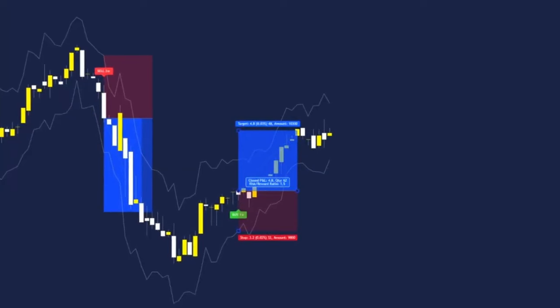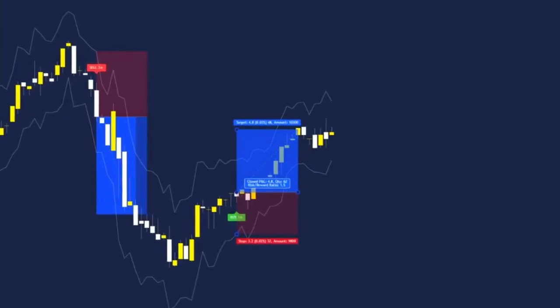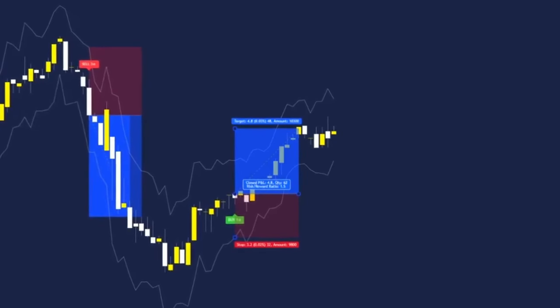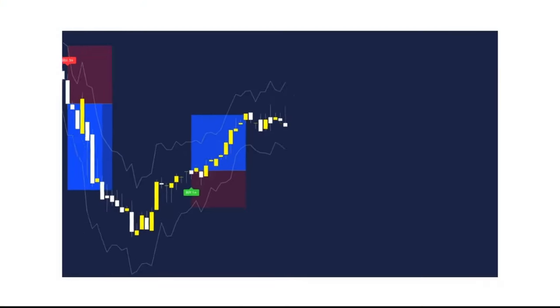And there we go, our second trade for the day and our first buy has hit our take profit of 1.5, giving us a total for the day so far 3% on the account. Now to close off the day, we will take our third and final trade, so let's find that label.